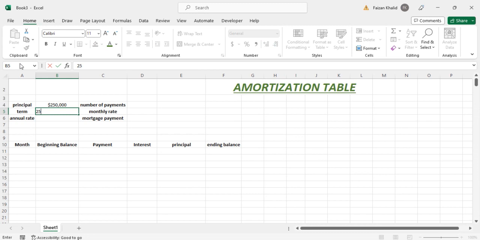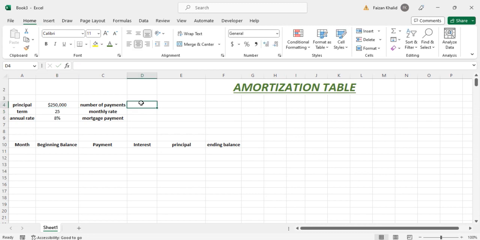So how can we calculate the monthly number of payments? You can do this one: terms multiplied by 12. Monthly rate, how can you calculate the monthly rate? To calculate the monthly rate, you need to divide by 12.